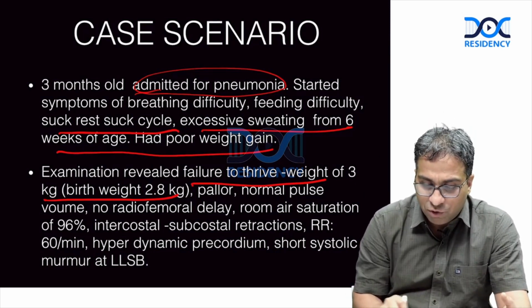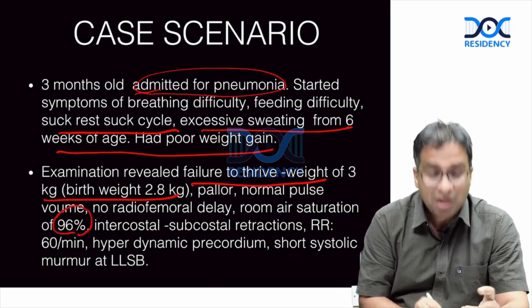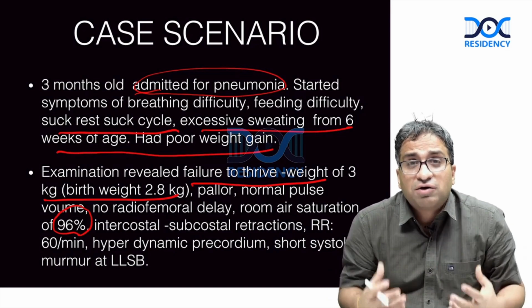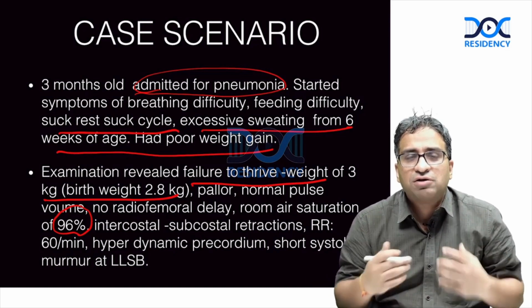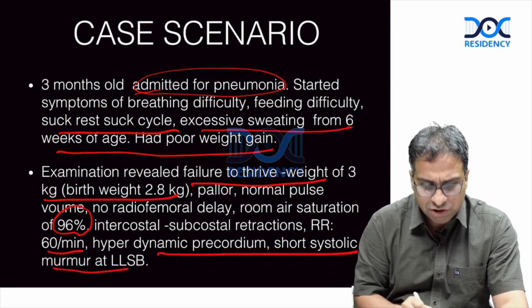Pallor, pulse volume, no radiofemoral delay, that means coarctation is ruled out. Room air saturation 96, that means it's acyanotic. Intercostal and subcostal retraction is because of the increased work of breathing, that means lungs are congested, that's why the work of breathing is high. Respiratory rate is high, and there is a hyperdynamic precordium, short systolic murmur.